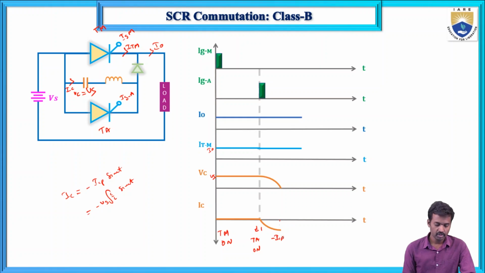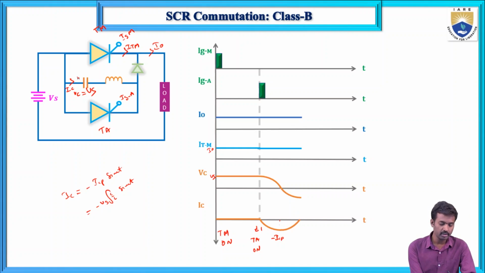When current flows through this inductor, the inductor stores energy in the form of a magnetic field. When the capacitor voltage is zero, the inductor delivers the voltage to this capacitor and it charges again. Now this capacitor voltage increases and the current increases and comes to zero.